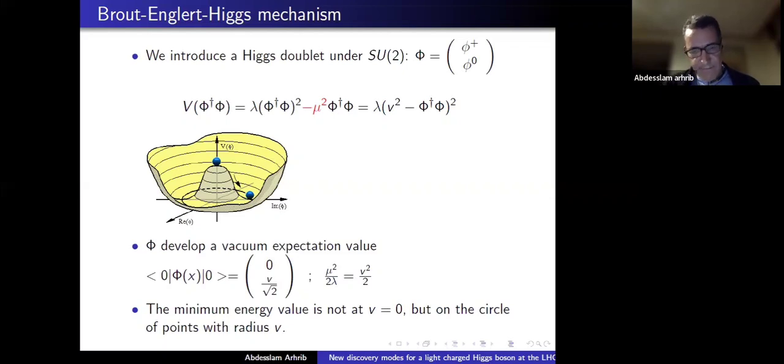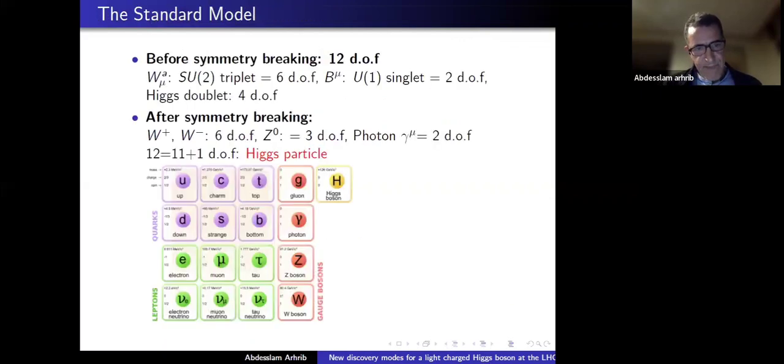Next slide. So if you do some inspection of the spectrum of the standard model, before the electroweak symmetry breaking takes place, you have this isotriplet W, it has 3 components, so it's 6 degrees of freedom. And you have one singlet B mu, which is 2 degrees of freedom. And the Higgs field has two complex components, which is 4 degrees of freedom. So in total, you have 12 degrees of freedom.